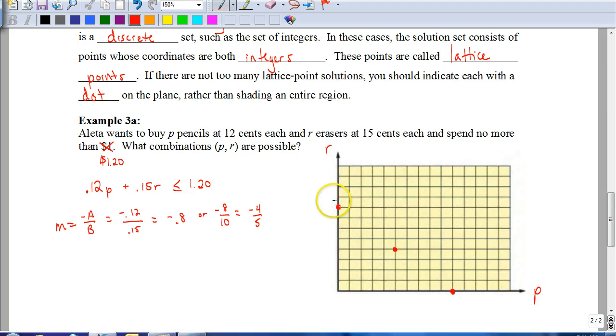Now if we do a dotted line here, my solution set, we're not going to have negative numbers here, so my solution set is going to end there. But instead of shading above or below this line, because if I put 0 in for P and 0 in for R, this would be a true statement, so the point (0, 0) is a solution. That means all the solutions under this dashed line are going to be included. So in that case, it's going to be all the points that intersect the grid lines.